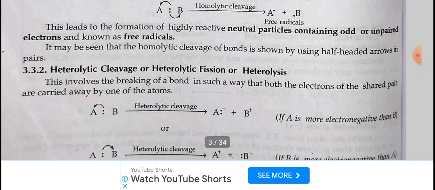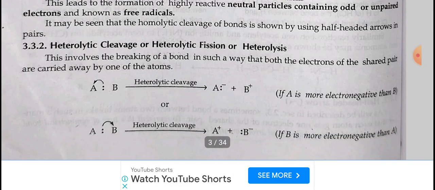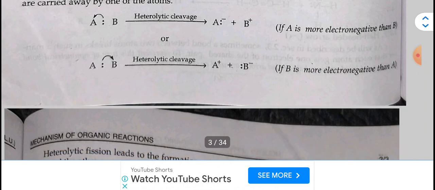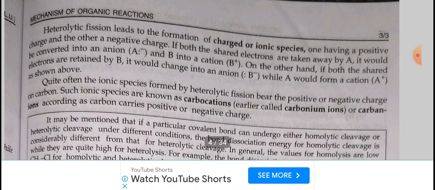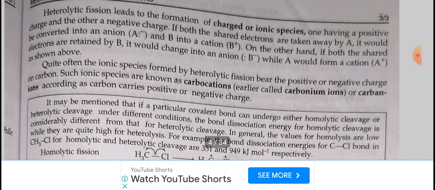Heterolytic cleavage, or heterolytic fission, or heterolysis. This involves the breaking of a bond in such a way that both the electrons of the shared pair are carried away by one of the atoms. Heterolytic fission leads to the formation of charged or ionic species, one having a positive charge and the other having a negative charge. If both the shared electrons are taken away by A, it would be converted into an anion and B into a cation. On the other hand, if both the shared electrons are retained by B, it would change into an anion, while A would form a cation, as shown above.